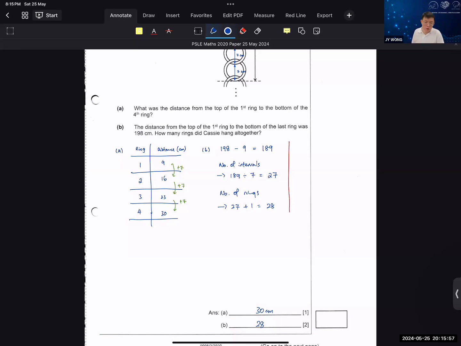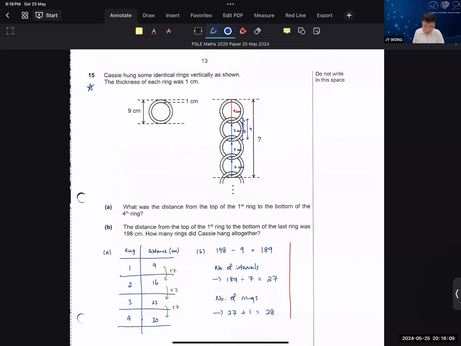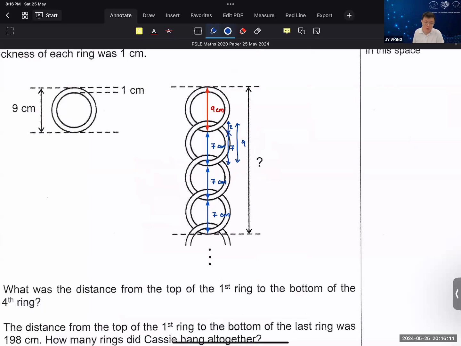For 2 marks, is it worth it to list? Yes. It's a paper 2 question. You can use calculator. It is definitely worth it to list. But to get your listing correct, your understanding of the diagram at first has to be correct. Otherwise, you will list wrongly anyway.